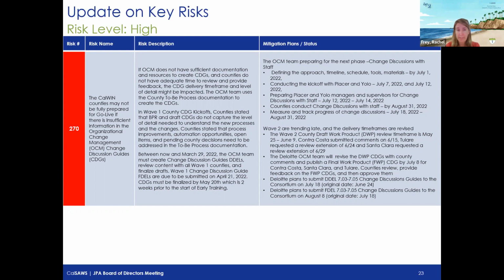For wave 1, the change discussion guides have been approved, and we have also, as of last week, conducted the preliminary sessions with Yolo and Placer County to orient their supervisors and their managers about how to now operationalize the change discussion guides in terms of having conversations with their staff to orient them about the pending change.